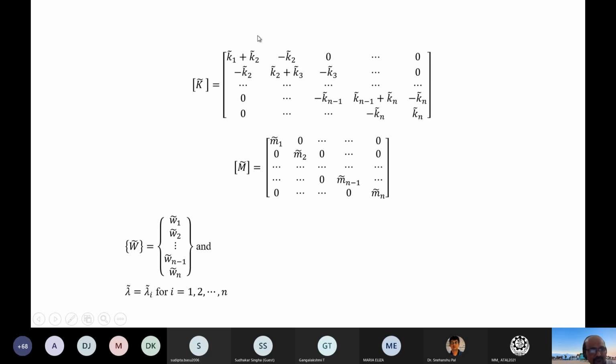Now the shape of this matrix, if you derive all those equations, again I am not showing all those equations here. This stiffness matrix is actually a tridiagonal matrix. So this is K1 tilde plus K2 tilde, minus K2 tilde, first row I am telling, then second row minus K2 tilde, then K2 tilde plus K3 tilde, etc. So up to n you will get an n by n stiffness matrix, and the mass matrix in generalized form you will get as a diagonal matrix.